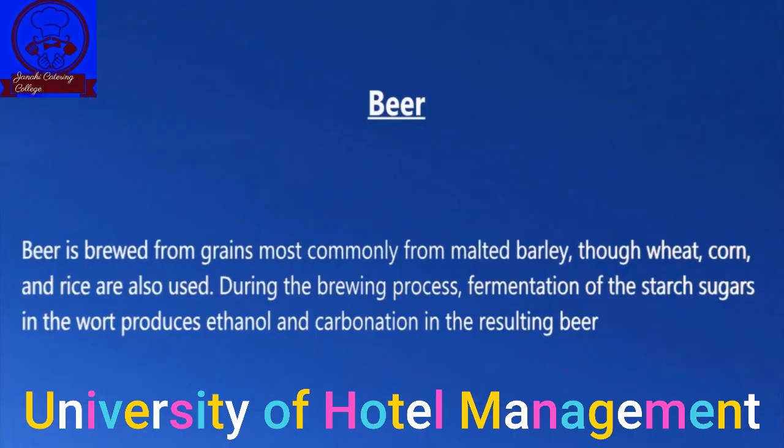Beer. Beer is brewed from grains, most commonly from malted barley, though wheat, corn, and rice are also used. During the brewing process, fermentation of the starch sugars in the wort produces ethanol and carbonation in the resulting beer.